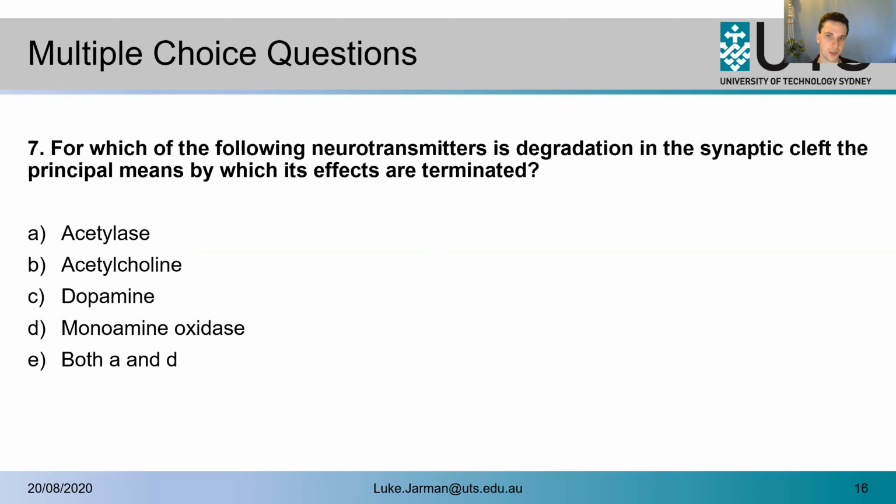Question 7, for which of the following neurotransmitters is degradation in the synaptic cleft the principal means by which its effects are terminated? And it is acetylcholine. So not all of them are primarily relying on being degraded. There are other ways in which their effects are terminated. But in this case, it is certainly acetylcholine.